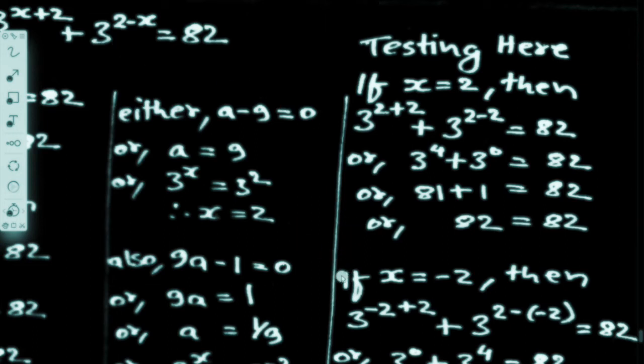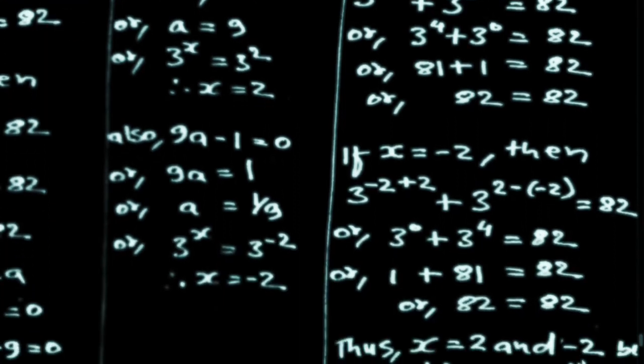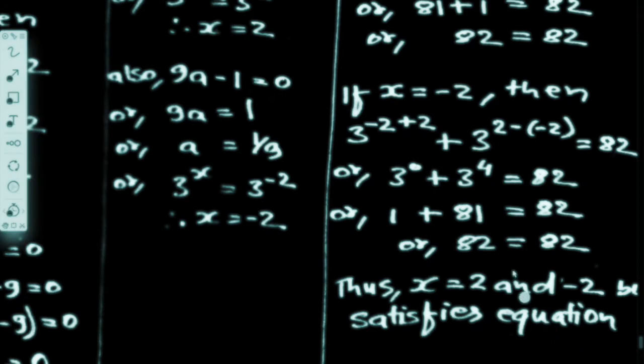See here next, if x equal minus 2, then keeping the value of x in our original equation, it becomes 3 power minus 2 plus 2 plus 3 power 2 minus bracket minus 2 equal 82. After placing x by minus 2 in the original equation, it becomes 3 power minus 2 plus 2 plus 3 power 2 minus minus 2 equal 82.